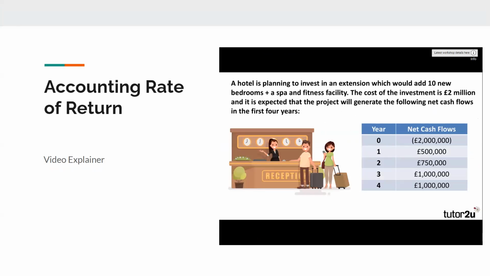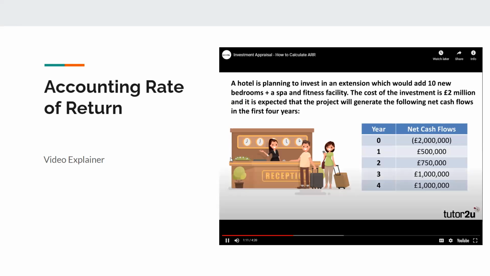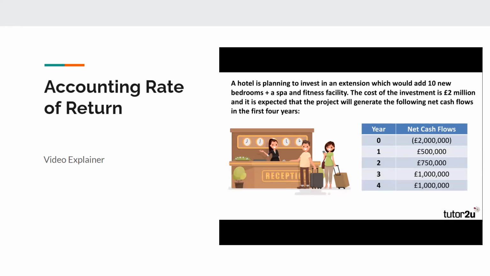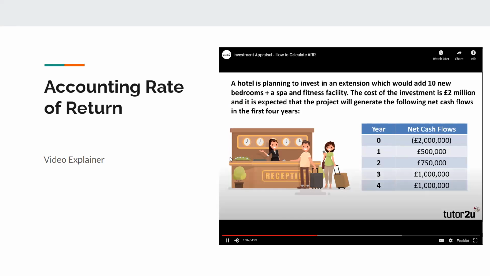You may want to pause the video if you want to have a go at calculating ARR on this project. A hotel is looking to spend £2 million as an investment to expand the hotel, adding some new bedrooms and some new facilities. We're given a table of information which shows the project's net cash flows over 4 years, in addition to the investment of £2 million going out. Don't forget, with ARR, if you're given a table with inflows and outflows, you'll need to calculate the net cash flows. But in this situation, a little bit easier, we're given the net cash flow numbers for each year.